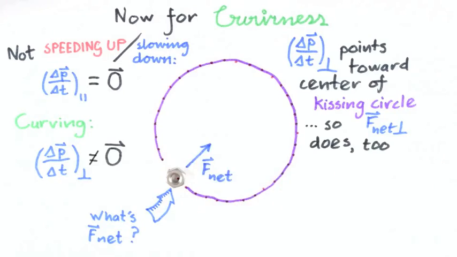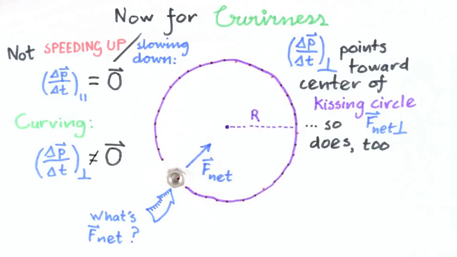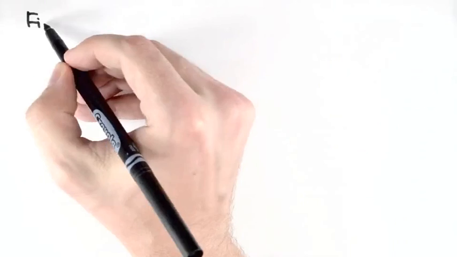If we know the system's speed and momentum, then we could go further in this case and determine the magnitude of Fnet. Since we're told that the radius of the circle is r, then if we know the magnitude of p and the magnitude of v, then the magnitude of delta p over delta t perpendicular must be magnitude of p times the magnitude of v divided by r, and by Newton's second law, this must also be the magnitude of Fnet perpendicular. Finally, since Fnet equals Fnet perpendicular in this specific case, the magnitude of Fnet must also be the same.